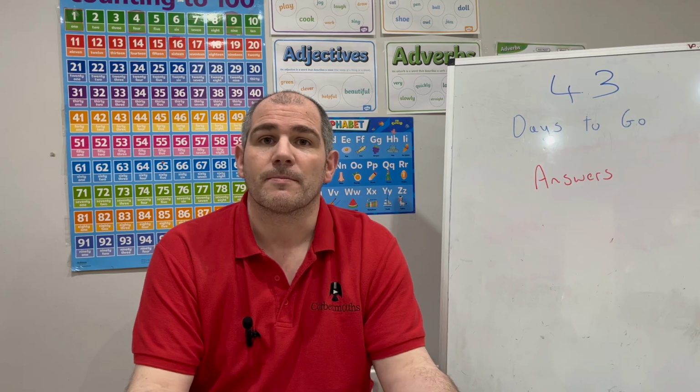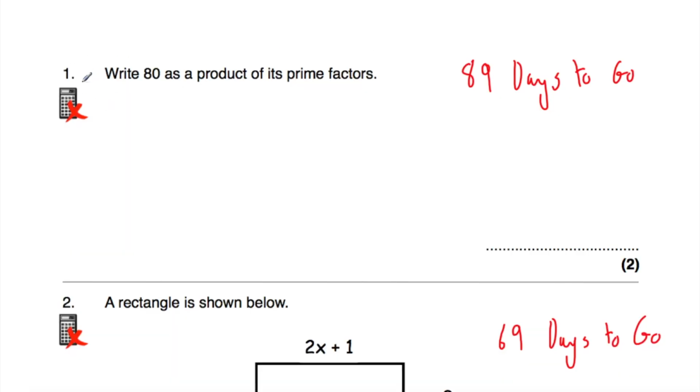So let's get started. Let's go through the answers to the practice paper, starting with question 1. Question 1 says, write 80 as a product of its prime factors. I'm going to use a prime factor tree. I'm going to think of two numbers that multiply together to make 80, so I'm going to choose 2 and 40.